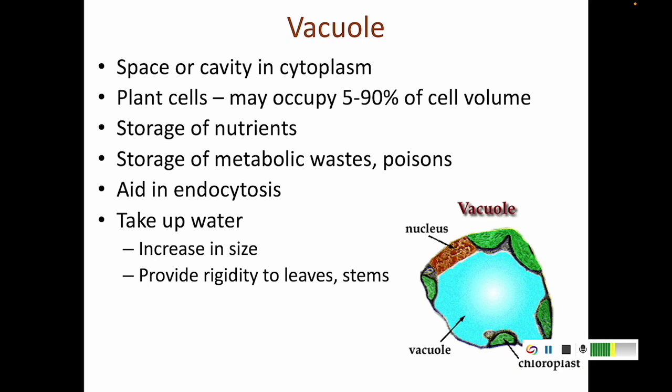Vacuoles are spaces in the cytoplasm, especially in plant cells or fungal cells. They can hold water. They can hold waste or poisons. As they take up water, they can get bigger, so they allow your cell to get kind of more turgid and firm. So they provide some rigidity to leaves and stems. If their vacuoles are full of water, that plant cell is going to be a little more rigid, and that flower will stand up tall. As it starts losing water, if it hasn't been watered lately, that vacuole will shrink down and the flower will kind of just droop.